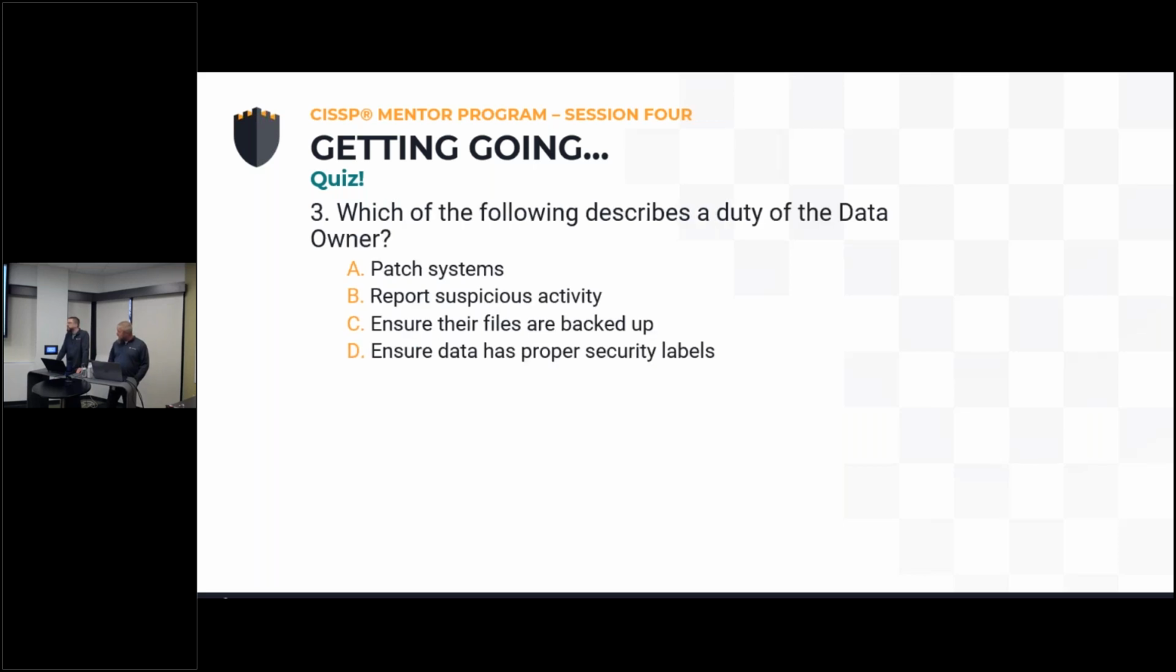Which of the following describes the duty of the data owner? Patch systems, report suspicious activity, ensure their files are backed up, or ensure data has proper security labels.